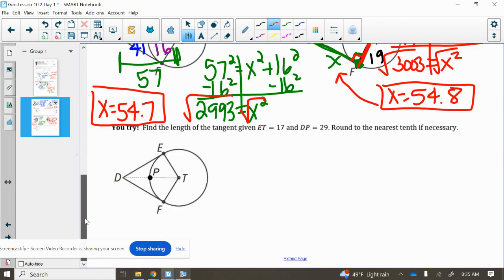All right, the last one is for you to try. Again, start by labeling your picture. This time they're giving you E to T and D to P. And they want you to find the length of this tangent segment out here. Now, reminders, your right angle comes at that point of tangency, and you need to find the length of D to T to help you first before solving.